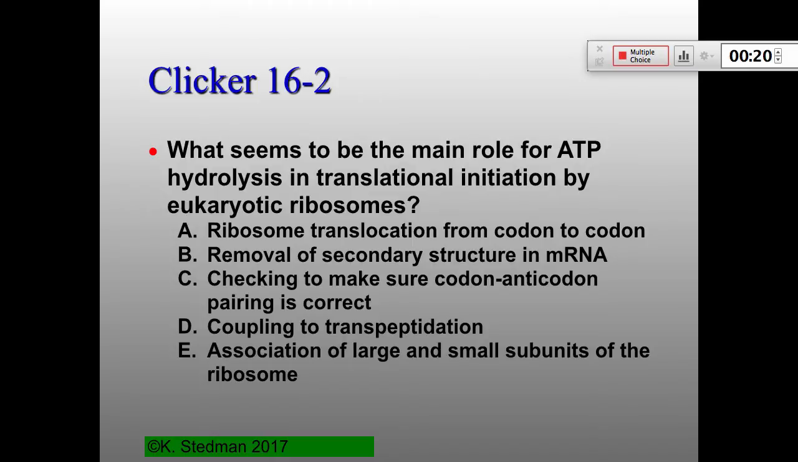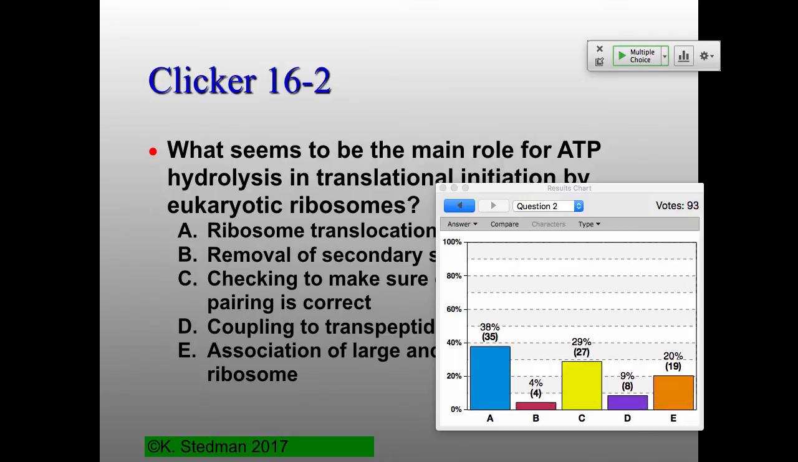Still aiming for 100% here. Ten, 5, OK, not too many people like B or D. Actually, the least people like B, which is unfortunate because that's the right answer.